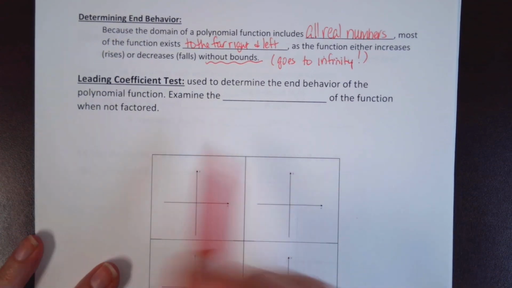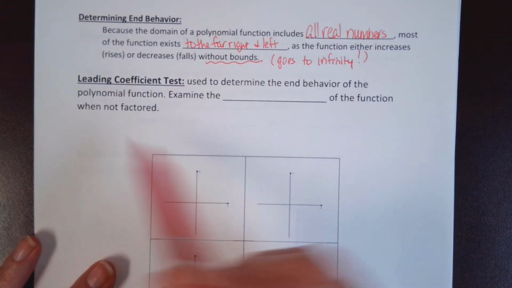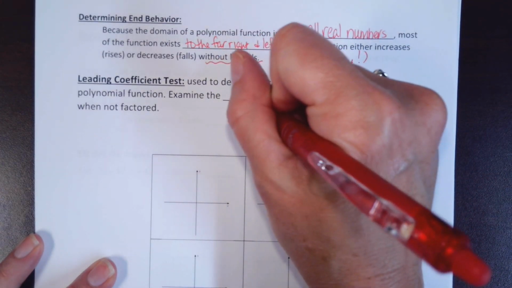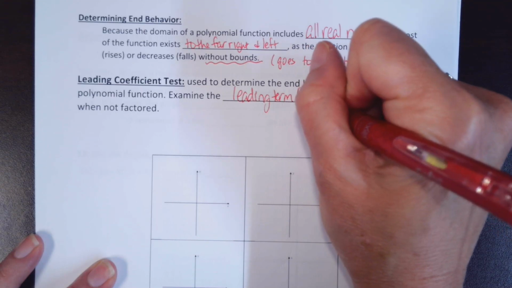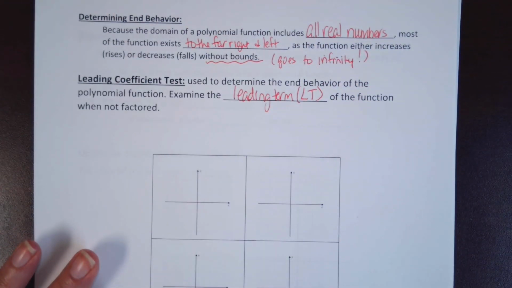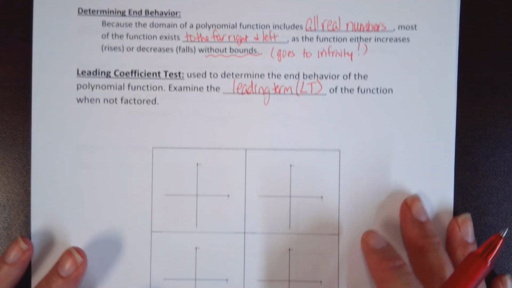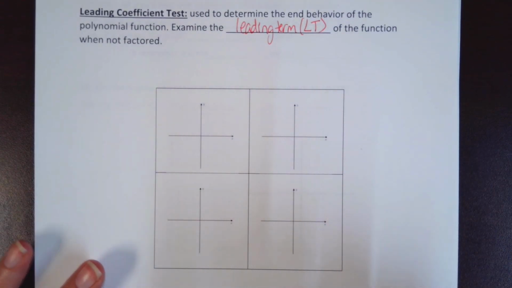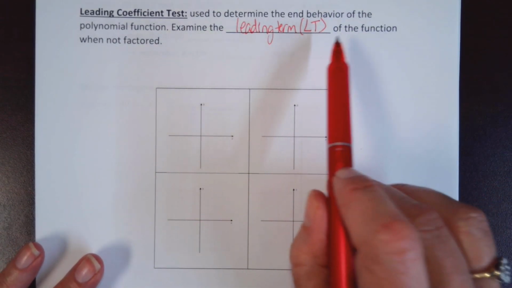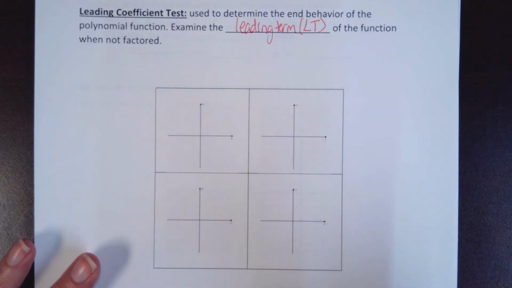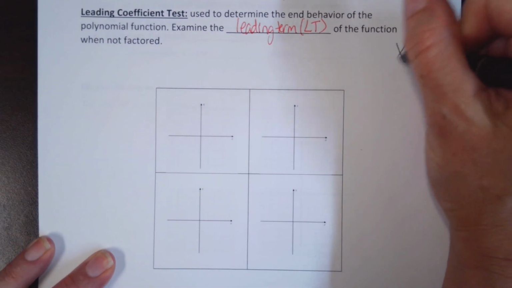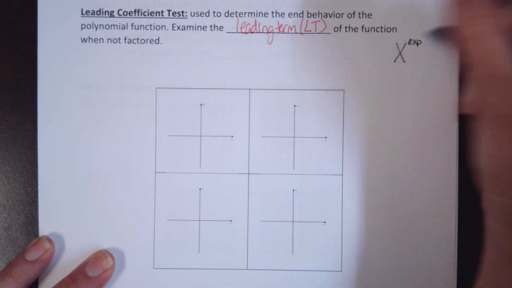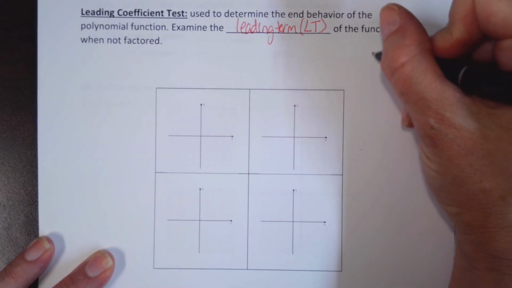To use our leading coefficient test, we need to know the entire leading term. Now that leading term is the term with the greatest exponent. If sometimes my math lab messes with you and it doesn't put the leading term first, you're looking for the term with the greatest exponent. My leading term has three pieces of information. It has a variable, it has an exponent, and it has a coefficient.